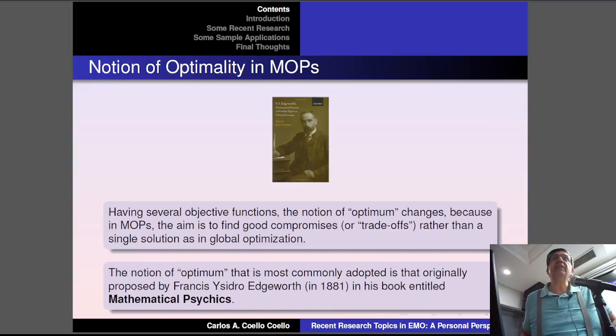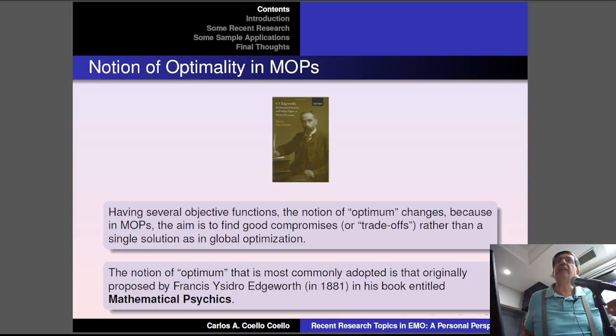So the first issue in multi-objective optimization is we cannot use the traditional definition of optimality. An optimal solution in global optimization is the best possible solution in the search space. In this case, we don't have a notion of what the best is. So normally what we use is this definition proposed originally by Francis Isidro Edgeworth in 1881, which refers to finding the best possible trade-off solution, that is, the best compromise among the objectives.